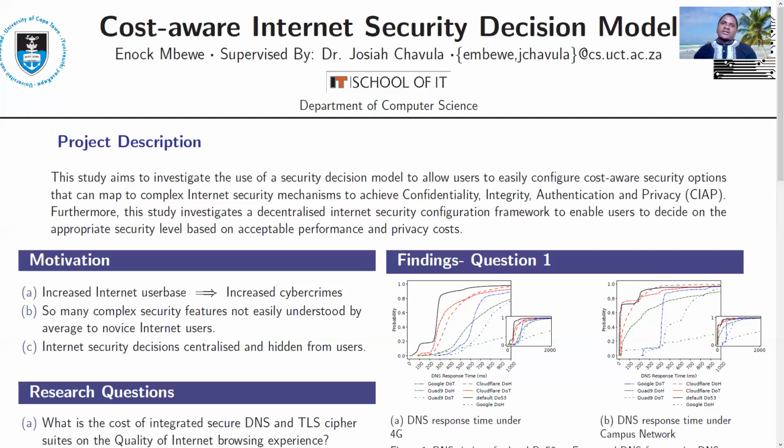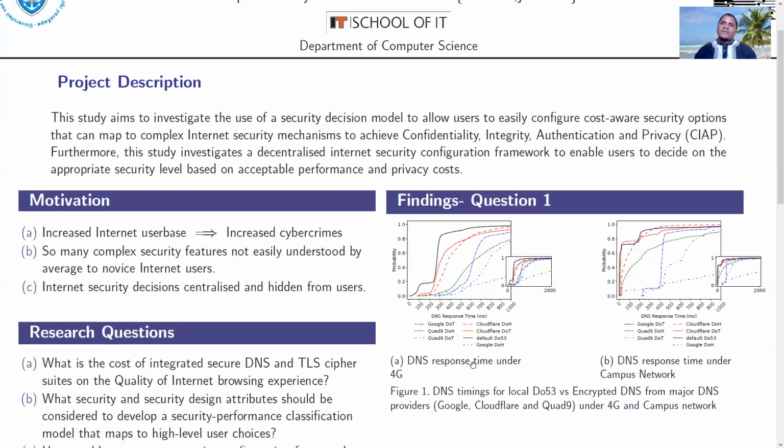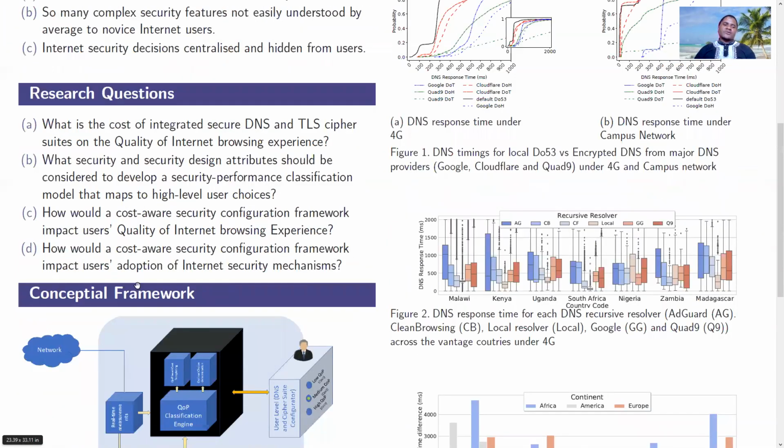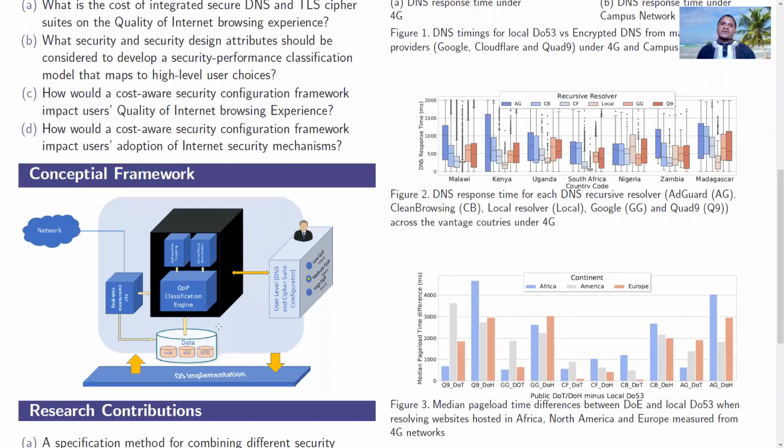This study follows a design science approach. It uses both active and passive measurements, and we are involving users at every step as well. We conceptualize a cost classification engine, as you can see from this conceptual framework. This classification engine would classify different combinations of security parameters against associated costs and present them as a comprehensible list of choices, which users will use to configure their desired level of security.